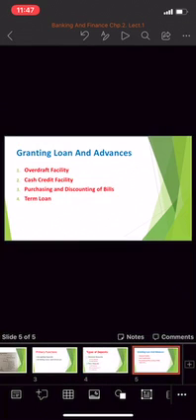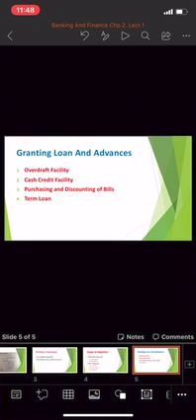The next primary function of the bank is granting loans and advances. It is an important primary function of a commercial bank. Lending of money is the main source of profit of banks, because without lending, banks cannot sustain in the market because of the lack of profit.